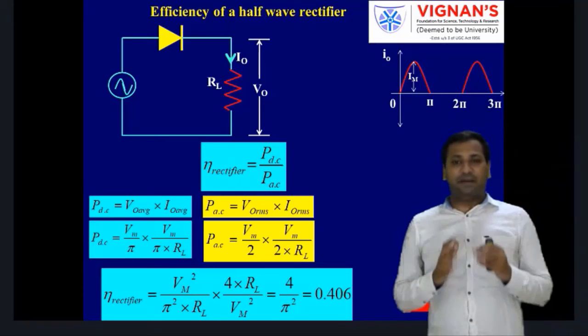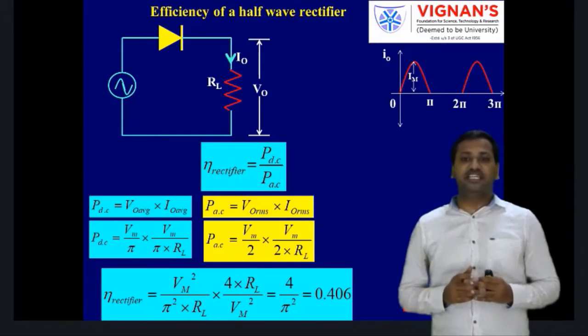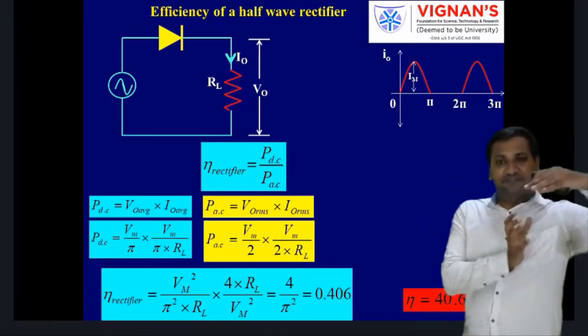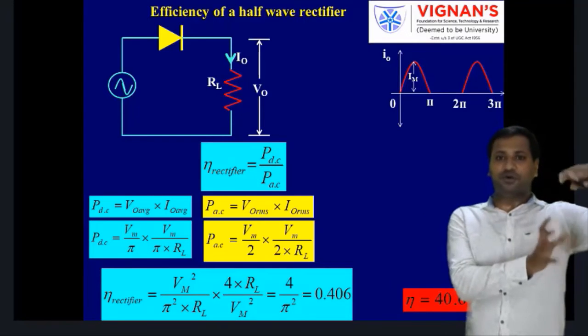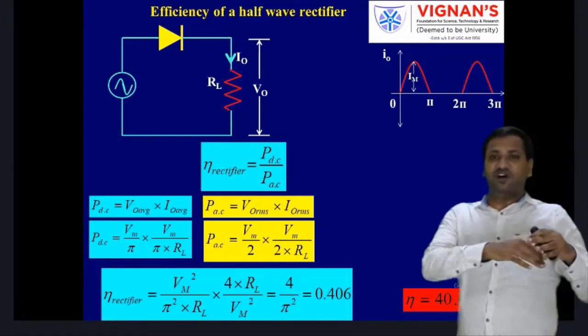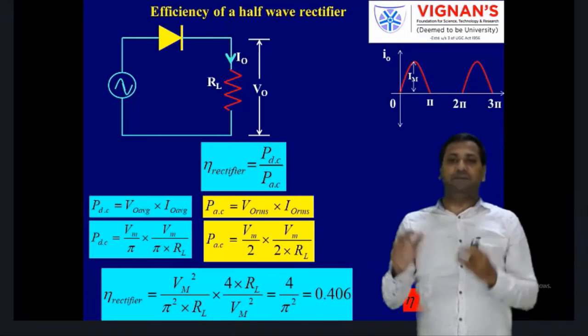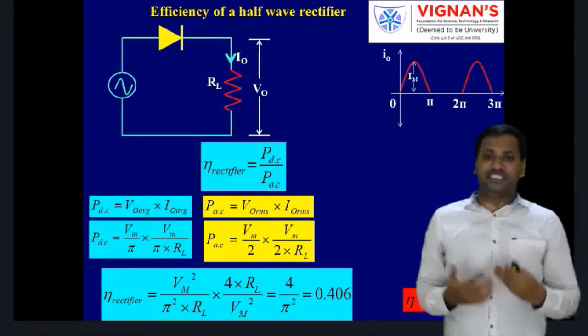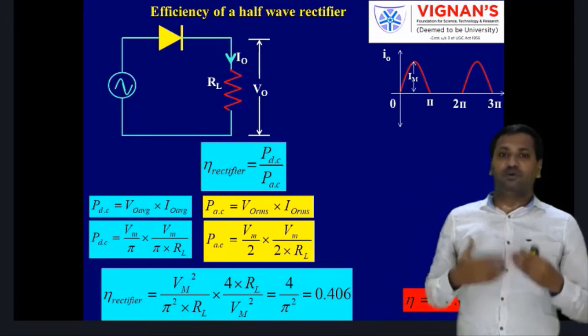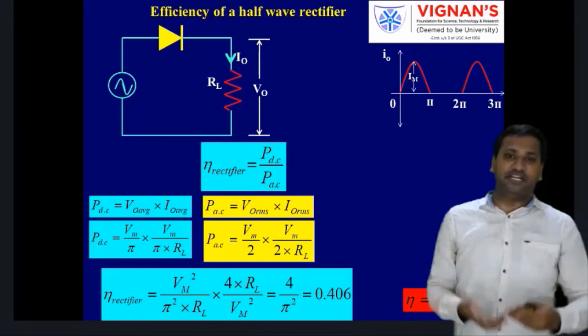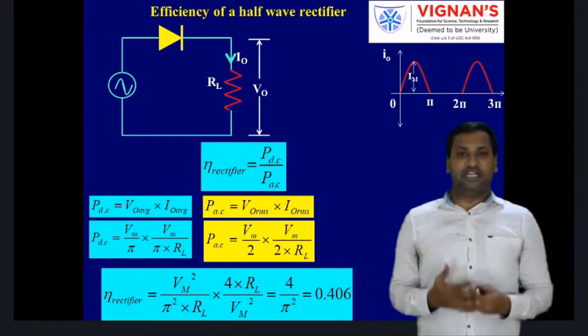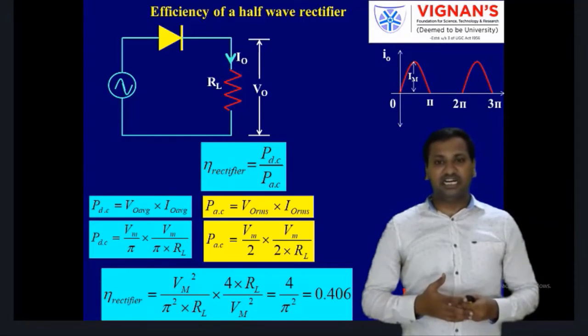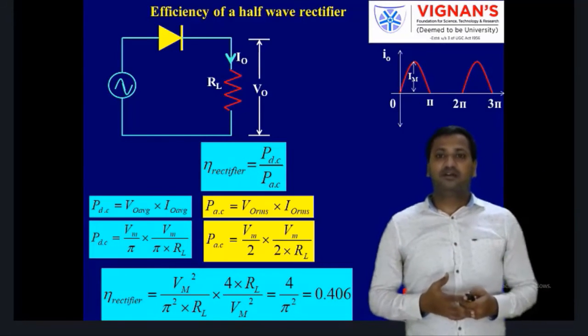So comparatively, it is a low efficiency due to the rectification of only the positive half cycle. During the negative half cycle, no rectification happens and the output becomes zero. In order to improve this efficiency, we need to go for the next type of rectifier, the full wave rectifier, that we will discuss in the coming class.